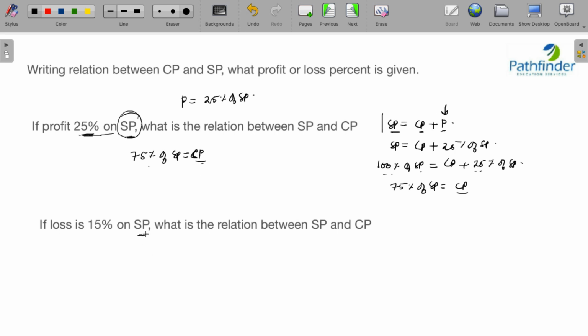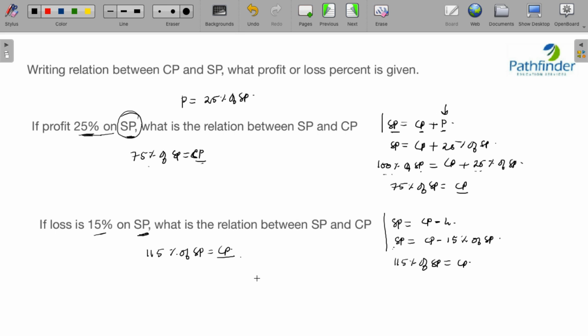अब यहां पे लॉस हो रहा है, तो आप क्या बोलोगे? फिर से योर स्टार्टिंग इक्वेशन इज द सेम, SP इज इक्वल टू CP, बट लॉस है तो माइनस लॉस. So SP is equal to CP minus the loss. What is the loss? 15% on SP. So you write it as 15% of SP. 100% of SP, ये माइनस का लेफ्ट हैंड साइड में जाके प्लस हो जाएगा, so 100 plus 15, 115% of SP is equal to CP. तो अगर लॉस 15% ऑन SP है तो क्या लिखोगे? 115% of SP is equal to CP.